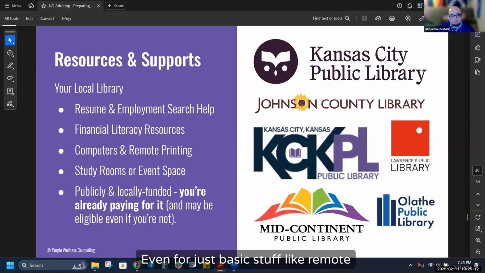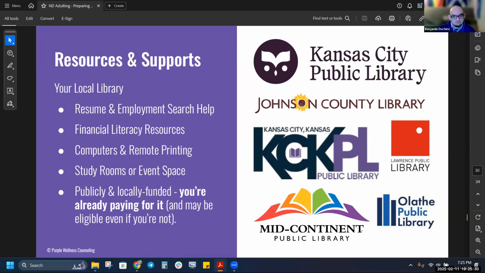Even for just basic stuff like remote printing, that's available. There are free study rooms or event space. So if you wanted to get together with a group, you're pulling together a campus group and you need to meet off campus or would like to for some reason, or you're getting a study event together with other students, particularly if you don't live on campus, this can be an opportunity to create something like that communal experience.